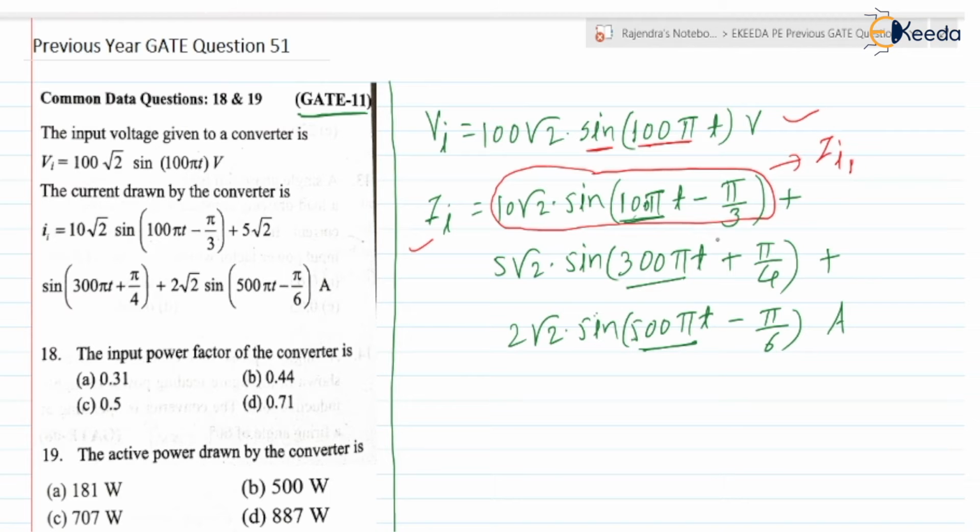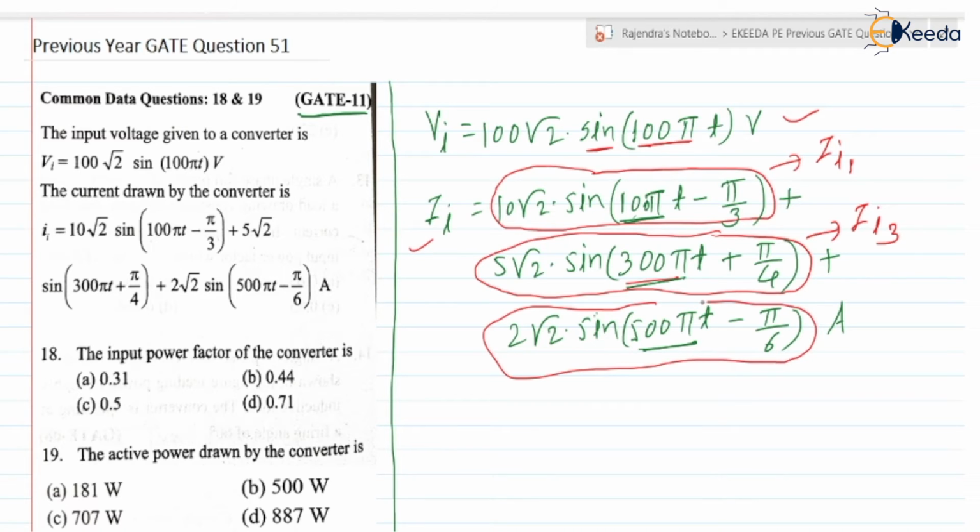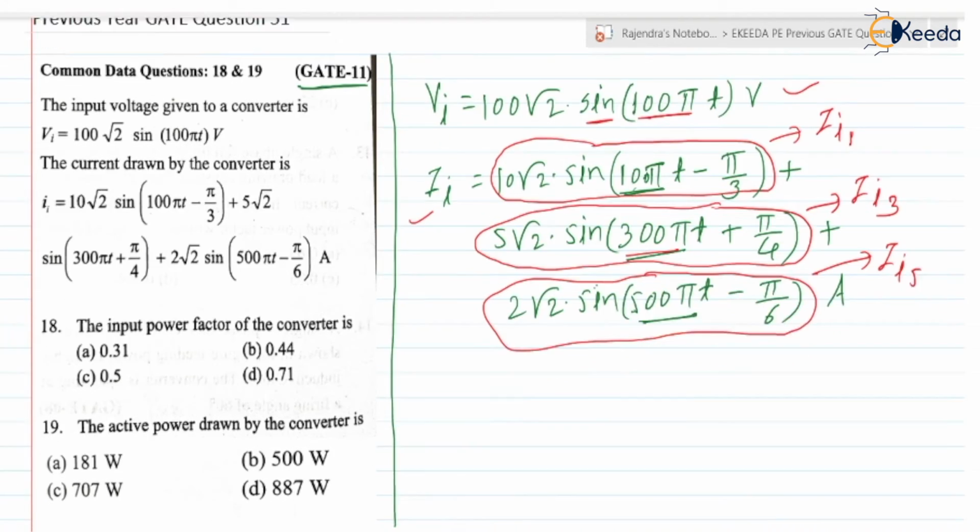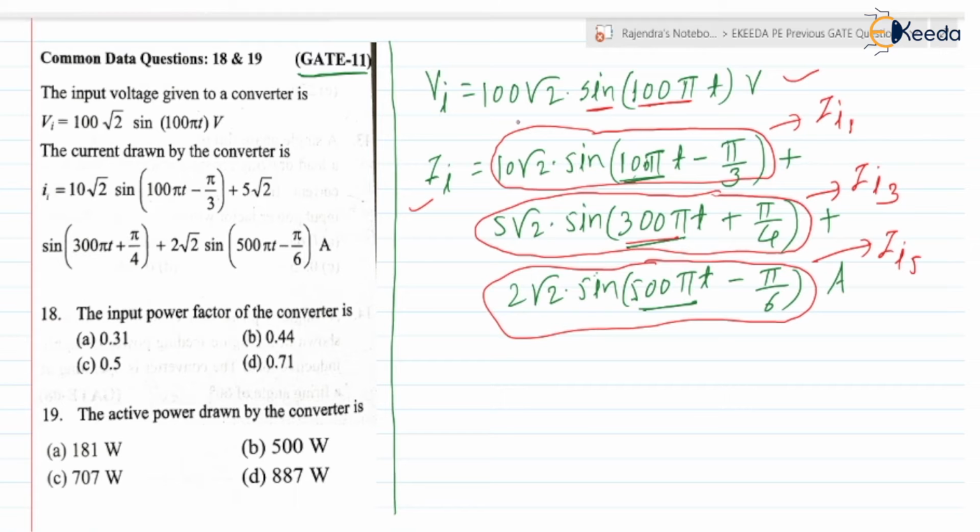Next, this is the third harmonic component, ii3, because the frequency is 3 times the fundamental. Next we have the fifth harmonic, that is ii5. So the supply voltage is purely sinusoidal, but the current consists of the fundamental component, the third harmonic component and the fifth harmonic component.